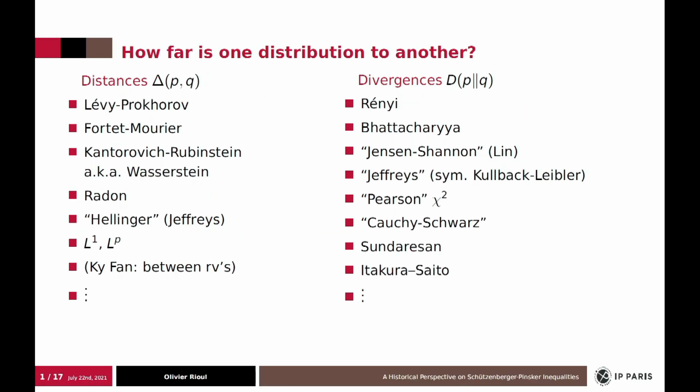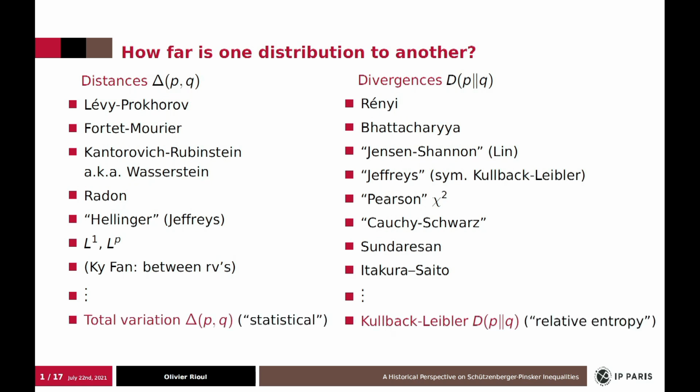All right, so the basic question that I will be dealing with is how far is one distribution to another? So we have many possible answers. Either people are preferring distances, defining a metric, or divergences. We have many types of divergences, many types of distances. And for this talk, I will be only focusing on the most basic quantities, which are total variation or statistical distance, delta, and Kullback-Leibler divergence D(P,Q), also known as relative entropy.